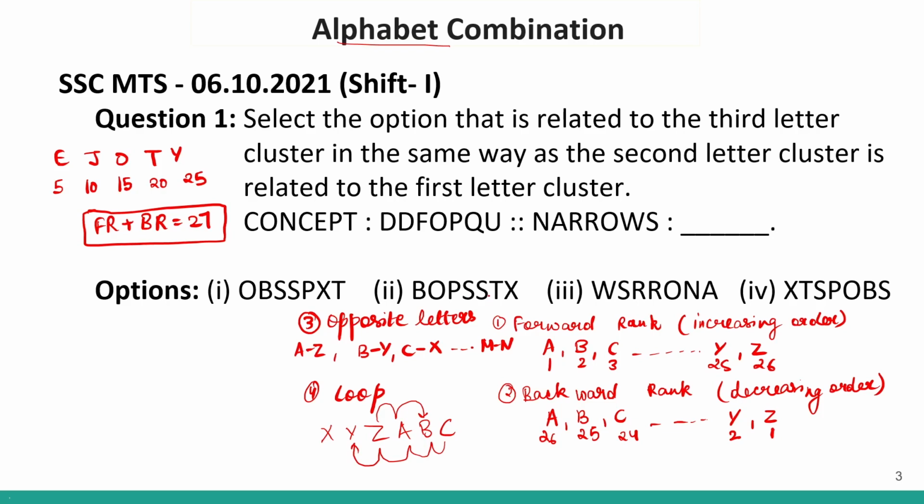Now based on these 4 concepts, we can solve any question on alphabet combination, or anything that has to do with alphabets or letters in general. So now let us start with question number 1.